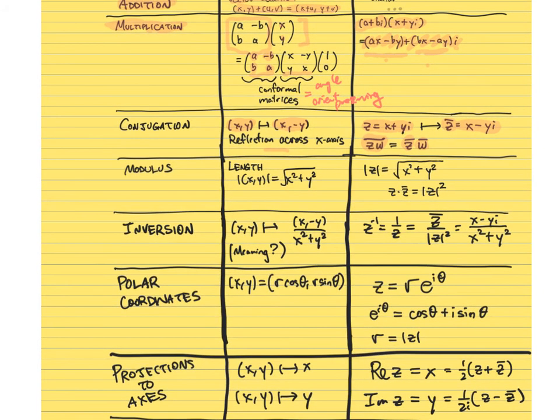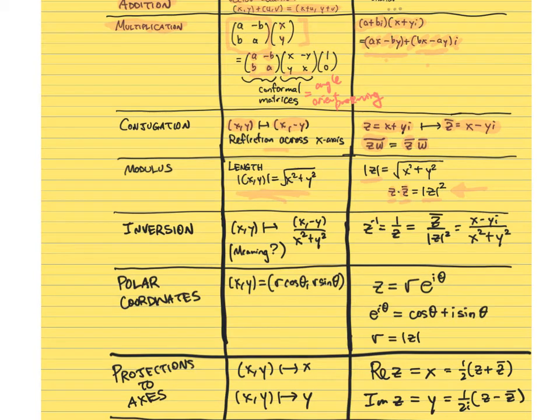Another important operation on both sides, R2 and C, is taking the length or modulus. So we use the same norm notation for the modulus, and it just means take the square root of x squared plus y squared. One nice thing about the complex numbers is that the modulus can be computed algebraically using the conjugation operation. So z times z bar gives you the modulus squared, and that turns geometric questions into algebraic questions, I suppose.